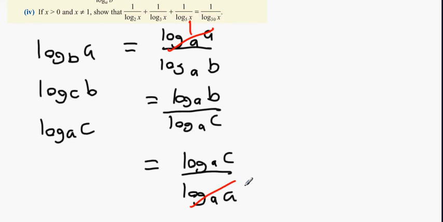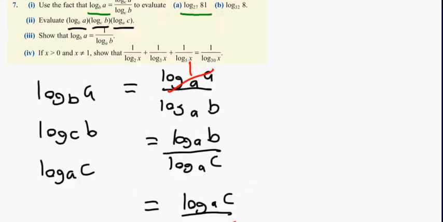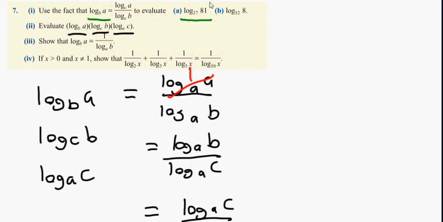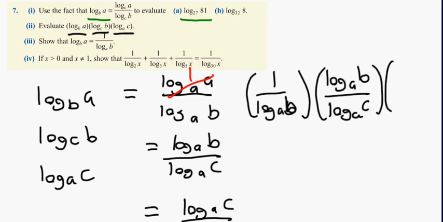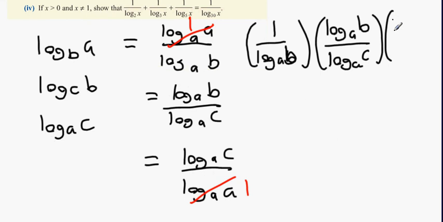The bottom. Okay. Now we're going to multiply them by each other, like it asked me to do. So I'm going to multiply 1 over log A to the base B. Oh, sorry, B to the base A, excuse me. This one here is log B to the base A, log C to the base A, and then finally at the back we're going to have log C to the base A all over 1.